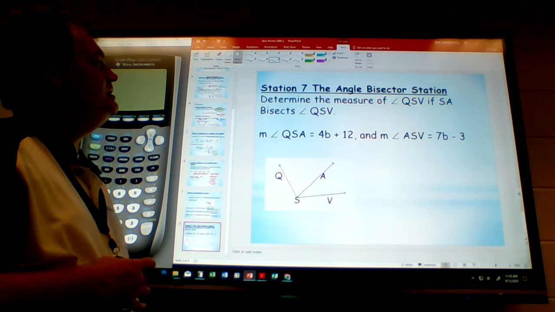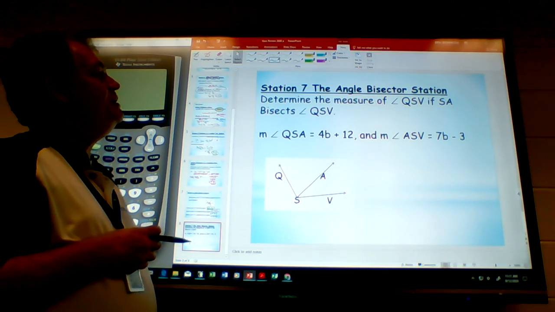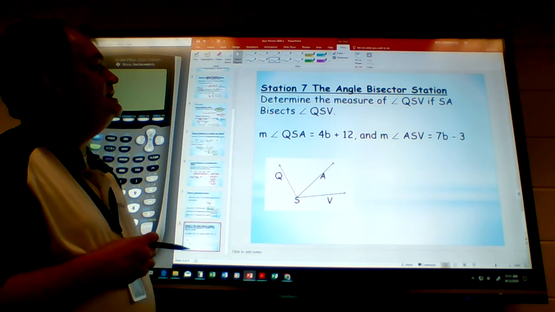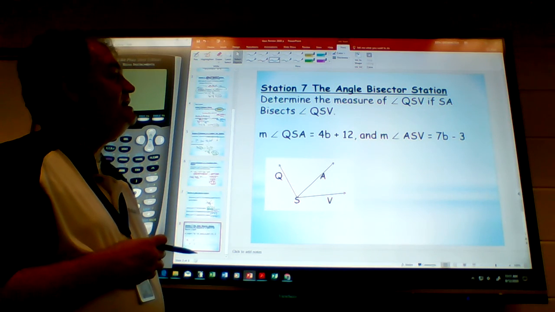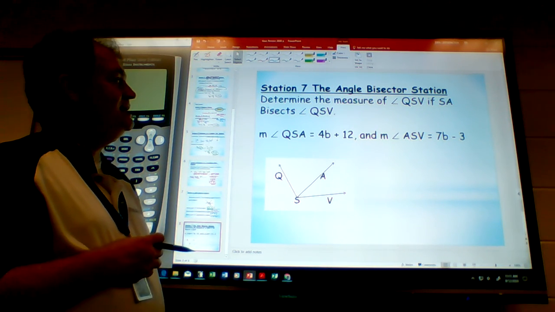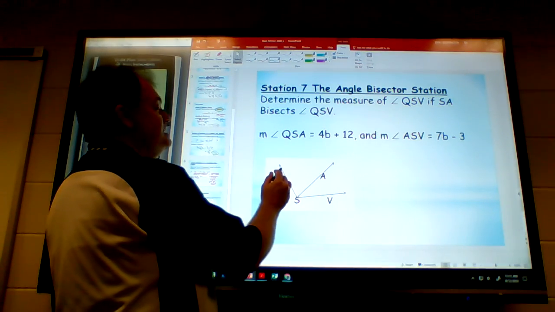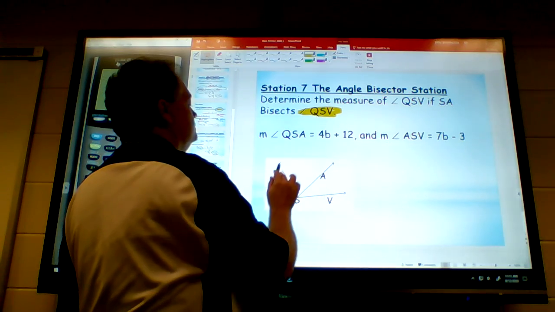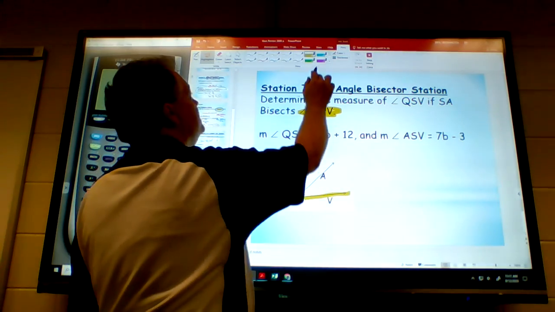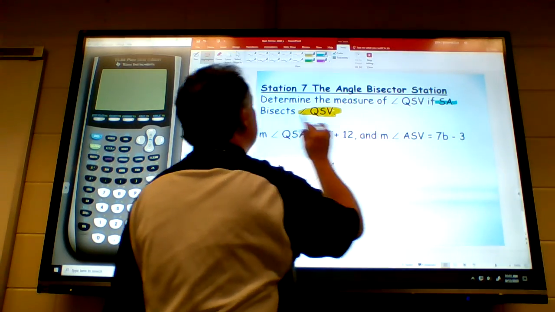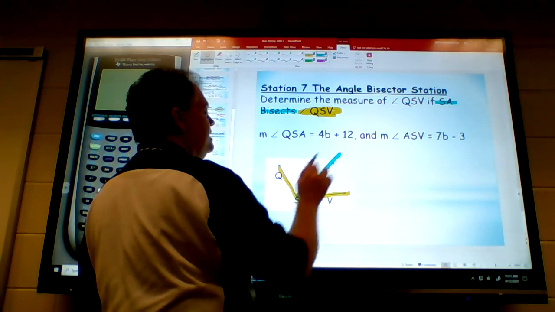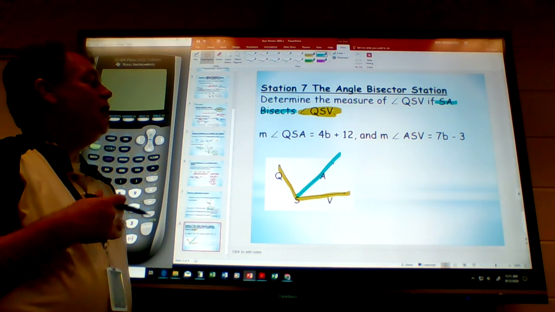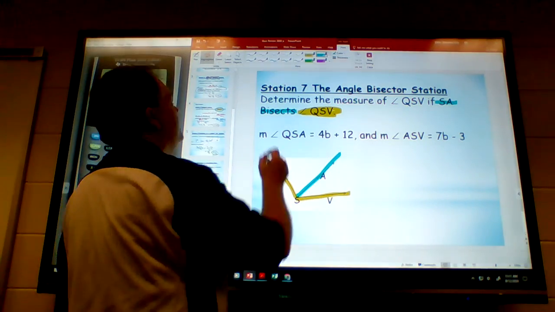Now, the last thing we're going to cover here is the following. You got to read the problem carefully and see what's being asked. And all the information is in the wording. Okay, so it says determine the measure of angle QSV if SA bisects the angle. So here it says angle QSV right there. I'll highlight this in yellow. And it says that SA bisects the angle. So SA right here in blue splits it in half. So that means that both parts right here are equal to each other.